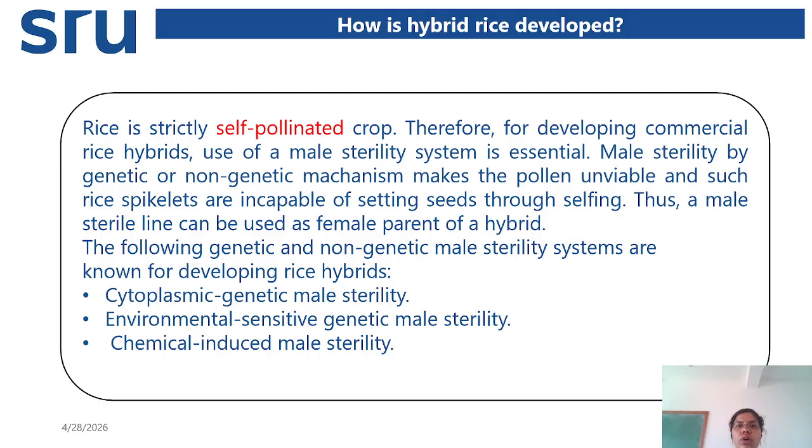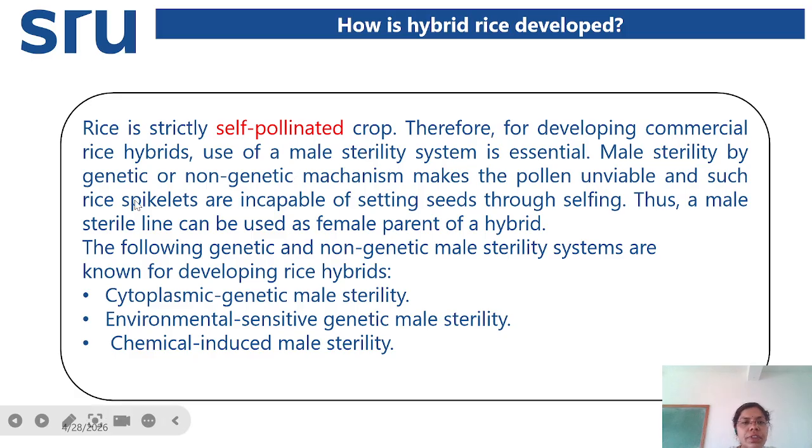And next, coming to how hybrid rice is developed. Generally, as we know, rice is a strictly self-pollinated crop. So to develop commercial hybrids, we use the male sterility system. This male sterility system is characterized by non-functional pollen grains.